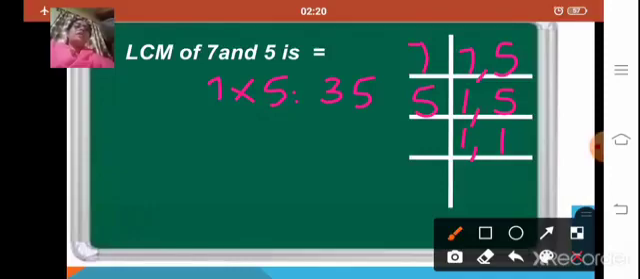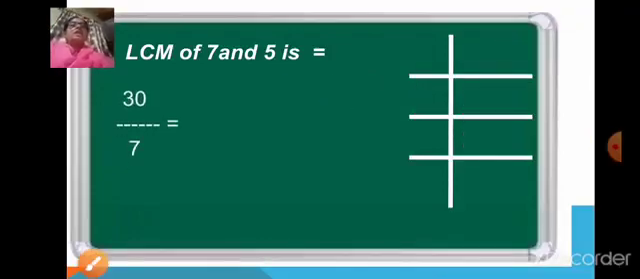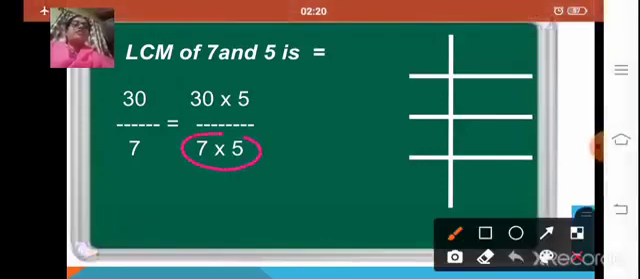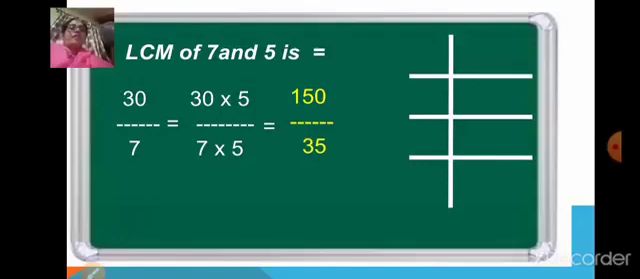Now what is the second step? You will make the denominators equal to the LCM. So you will take the first fraction, 30 upon 7. Now 7 multiplied by which number will give you 35? That is 7 5s are 35. So you will multiply 7 into 5. The same number 5 has to be multiplied by the numerator also. So 30 into 5. So your first fraction becomes 150 upon 35.